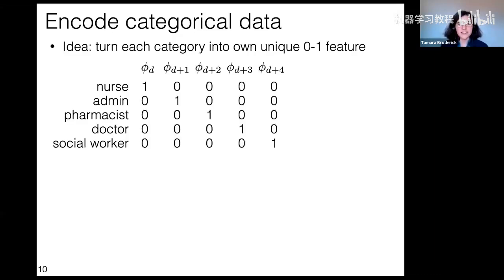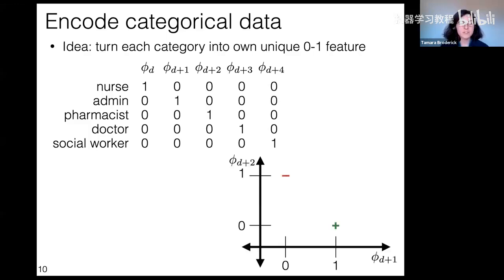So we're going to say there is a feature that is, are you a nurse? And so the nurse has that feature and they don't have the other features. They have a 1 and a 0 for the rest. There is a feature that is, are you an admin? Are you an administrative assistant? So the admin has a 1 for that feature and a 0 for the rest. There is a feature that says, are you a pharmacist? So the pharmacist has a 1 for that feature and a 0 for the rest. And so on.